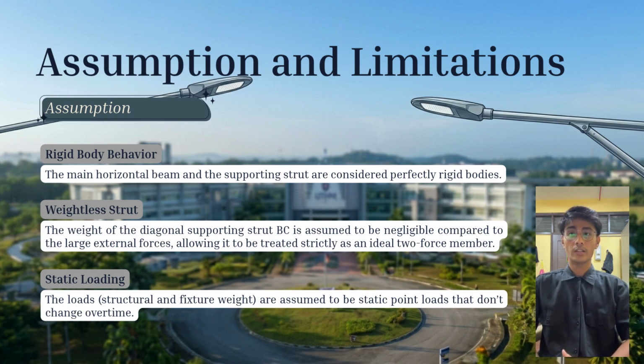The weight of the diagonal supporting strut BC is assumed to be negligible compared to the large external force, allowing it to be treated strictly as an ideal two-force member. As we can see here, in real life, the strut BC itself will have a downforce from its own weight. So in this case, for the equilibrium of a rigid body, we completely ignore the load of the strut BC, which means the strut BC is perfectly straight.